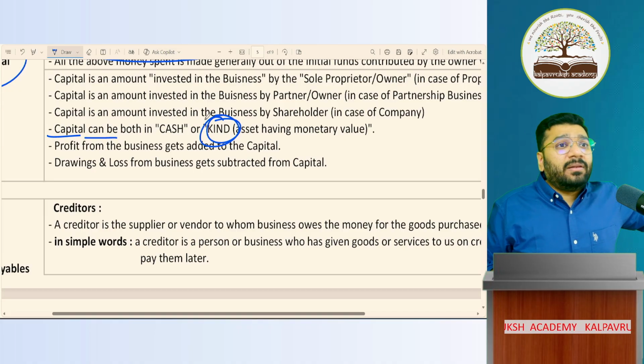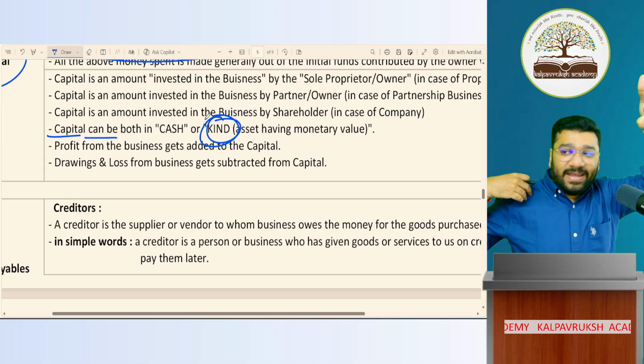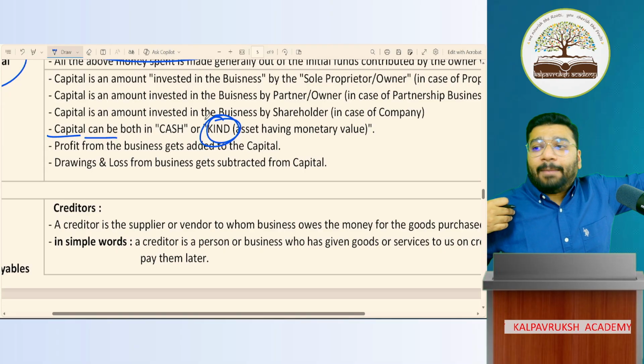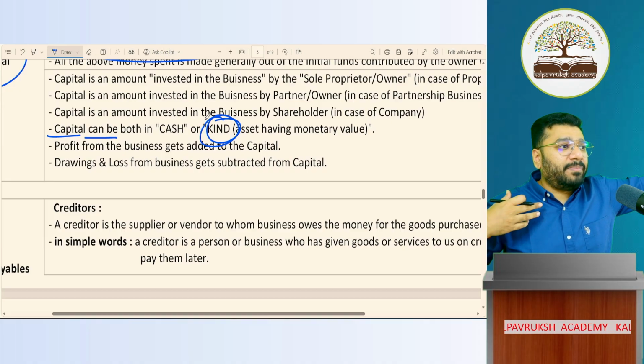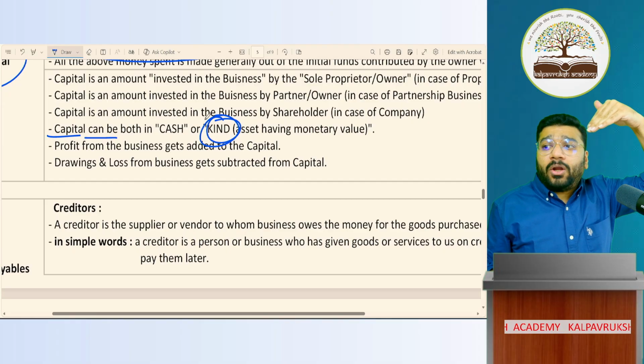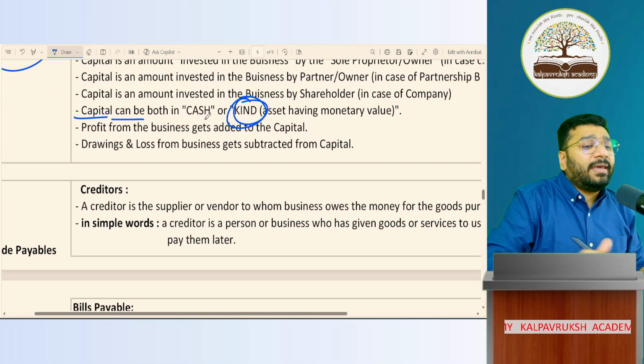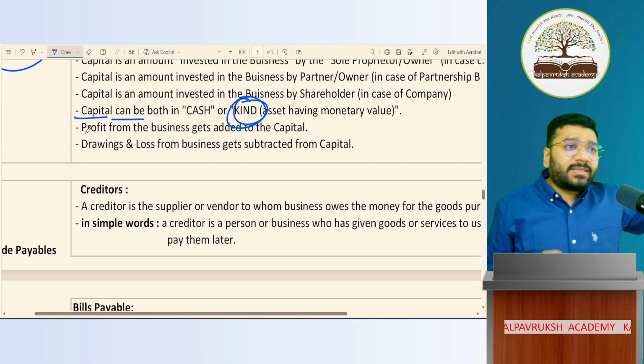So in my example, what did I contribute in kind? I gave the example last. Very good. Laptop. I already had a laptop for my personal purpose, and I'm not going to use it, so I gave it for business purpose. So that laptop, what I contributed, is nothing but capital in kind.